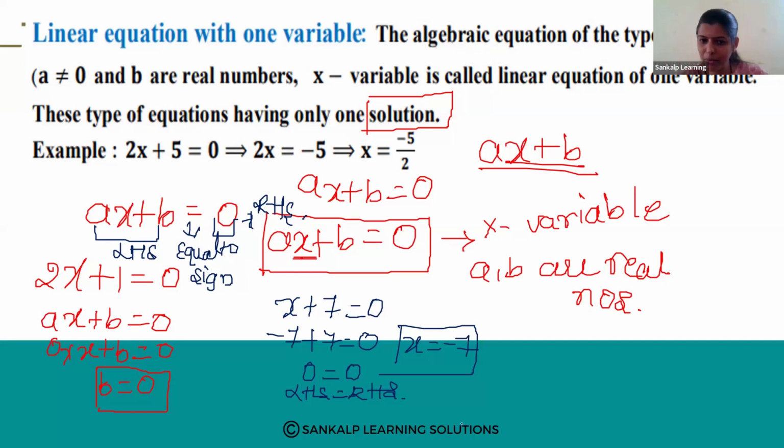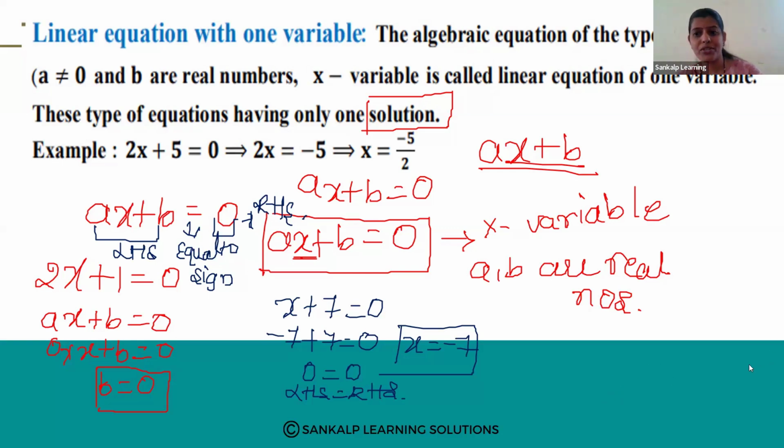So every time the RHS part need not be 0. There may be any number. Okay. So whatever it is, LHS is equal to RHS, the same result must come. That value we call it as a solution. So in case of linear, it has only one solution. In case of quadratic equation, it has two solutions.